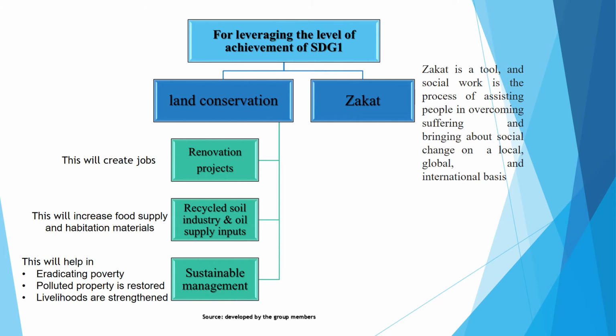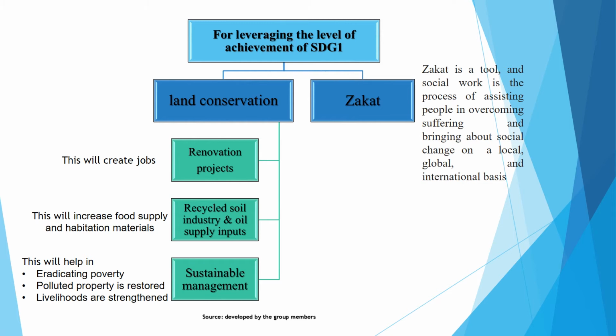For leveraging the level of achievement of SDG 1, we have two notions. Zakat, which is a tool, and social work, which is the process of assisting people in overcoming suffering and bringing about social change on a local, global, and international basis.